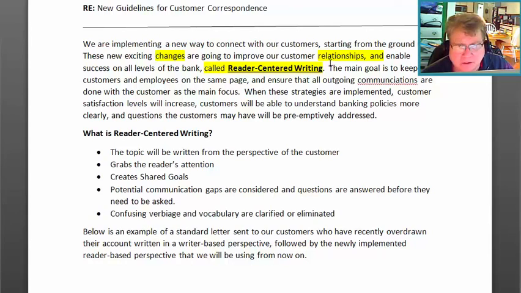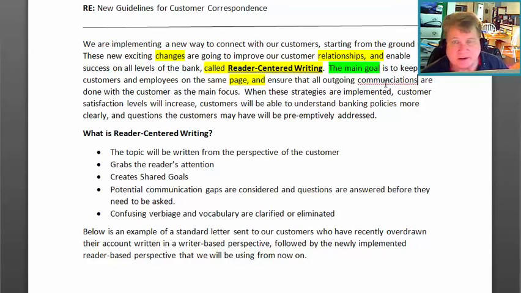The main goal of reader-centered writing, I think you need to say that. The main goal of this change, the main goal of reader-centered writing, the main goal of this new approach, the main goal is to keep customers and employees on the same page. There's that comma when you don't need it. Because two items joined by and, even if they're verbal phrases, do not have a comma. But you have here verbal phrases. And ensure that all outgoing communique.